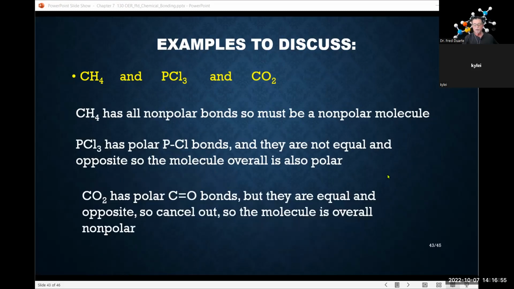I used an example earlier of propane, and there was nothing but carbon-hydrogen bond. Here, CH4, this is methane. And that's just carbon and hydrogen, and definitely a nonpolar molecule, okay?